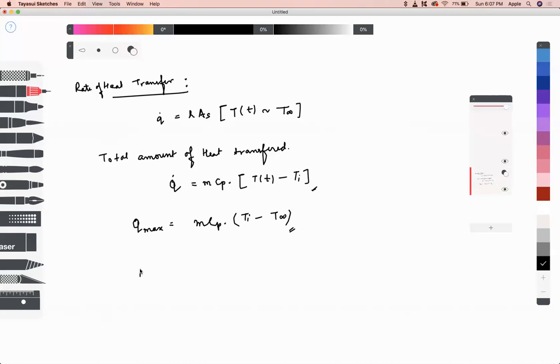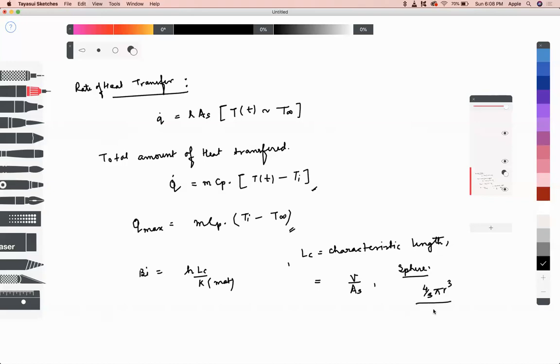Okay. Now one last thing with respect to the Biot number. The Biot number is given by h Lc by k. Remember, this k is the k of the material, and h is for the ambient fluid. Lc is called the characteristic length, and Lc can be easily found out by volume by surface area. So suppose you have a sphere. For a sphere the volume is 4 by 3 pi r cubed and the surface area is 4 pi r squared. So we end up getting r by 3 as the characteristic length.